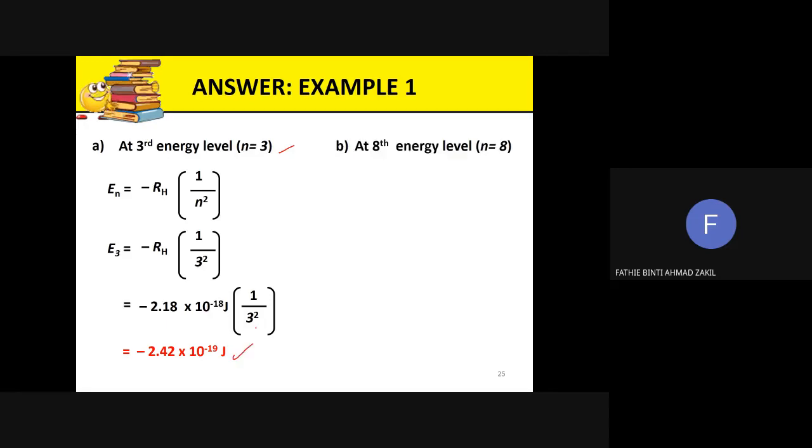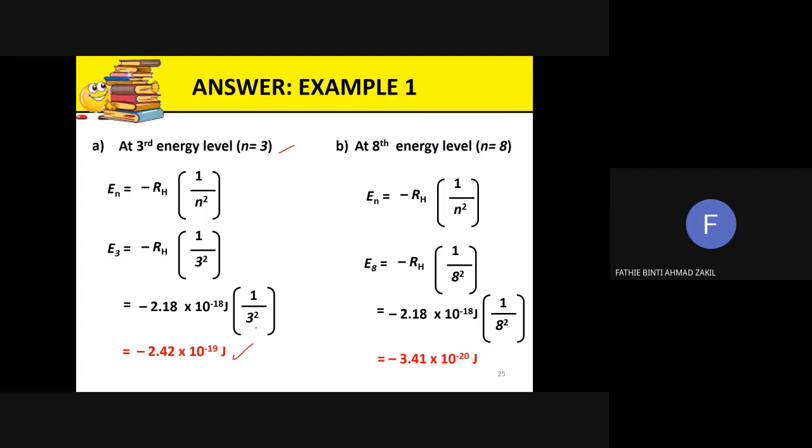Okay, dan untuk energy level N sama dengan 8, so you ganti N tu dengan 8 semua sekali. Then you akan tengok E dia adalah negatif 0.41 darab 10 negatif 20 Joule. So daripada sini you boleh conclude that dekat higher energy level dia punya energy dia semakin berkurang compared to energy level yang dekat dengan nukleus, ataupun lowest energy level tu dia punya value dia lebih tinggi compared to higher energy level.